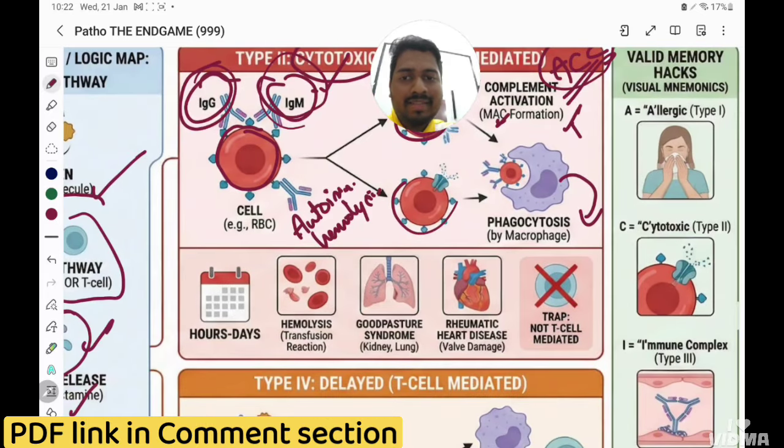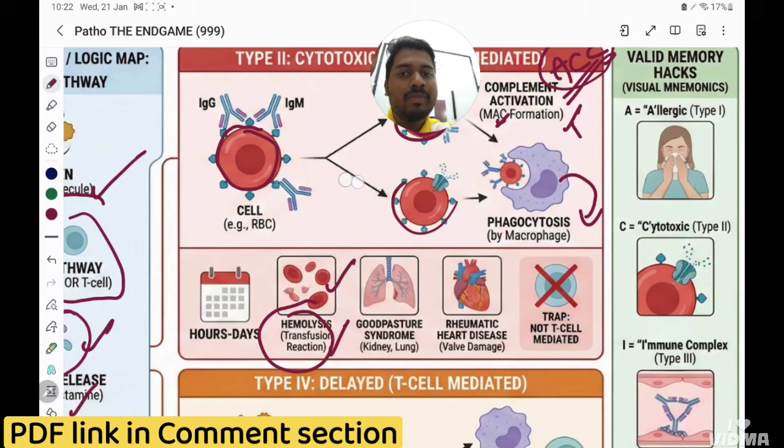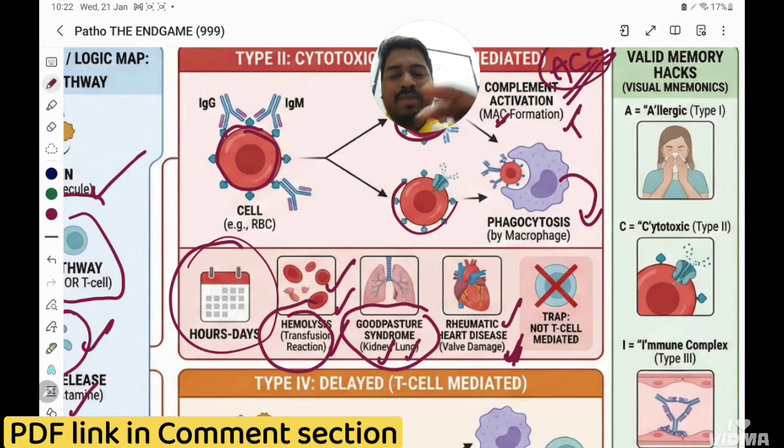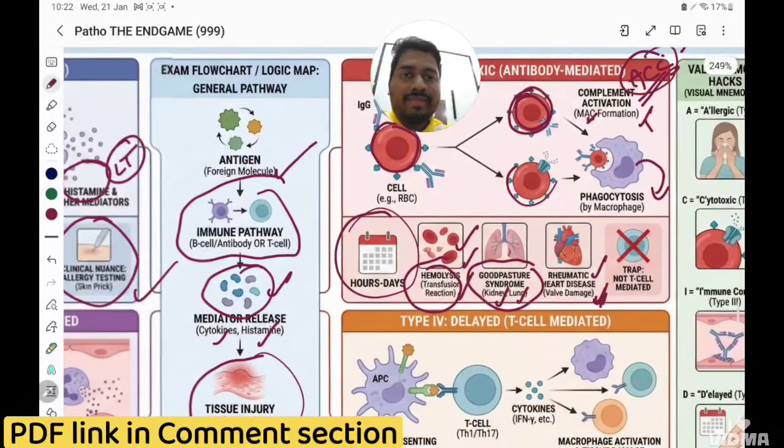A common example is transfusion reaction. Whenever blood transfusion is given, if there is a mismatch, it causes hemolysis, because there are circulating antibodies against the wrong blood group. That is a type 2 mediated hypersensitivity. Similar examples are Goodpasture syndrome, where antibodies are directed against kidney and lungs, and rheumatic heart disease, where there is valve damage because of molecular mimicry. This takes place over hours to days; it is not as immediate.